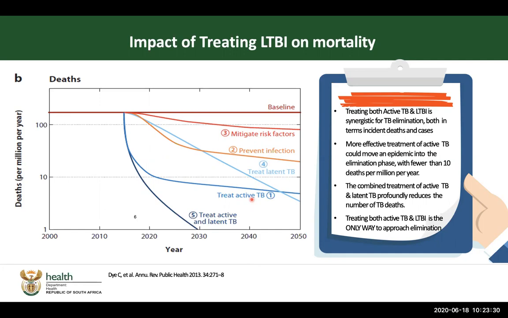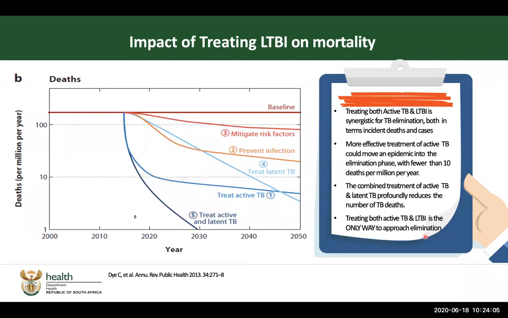And if you look at the treatment of active TB, we have not done anything better than what we could. But now the evidence shows that treating both active TB and latent TB infection is the only way to approach elimination. So today we present to you and build a case that says we have a huge proportion of high-risk populations who have latent TB infection.